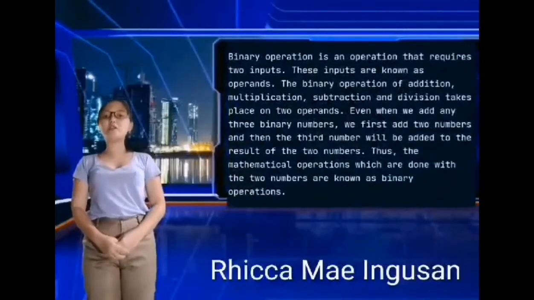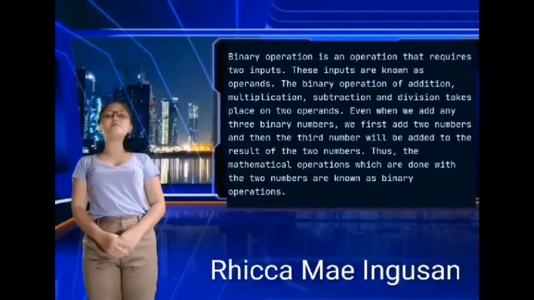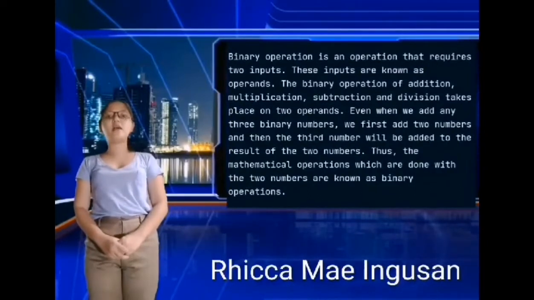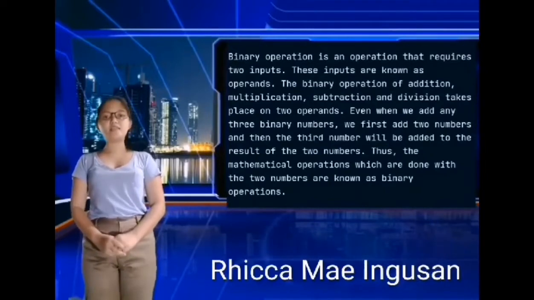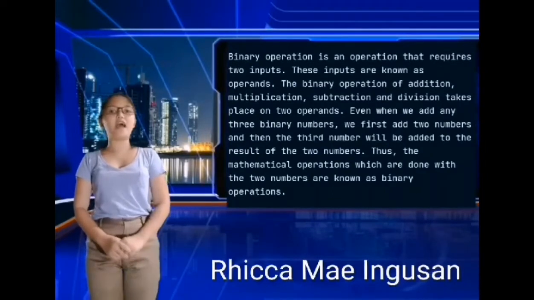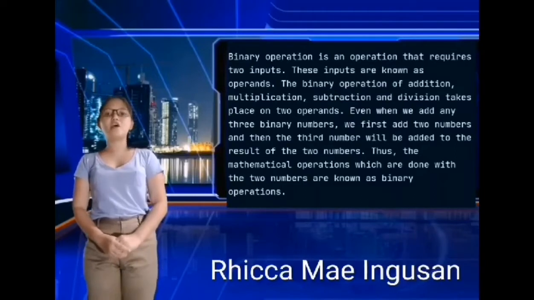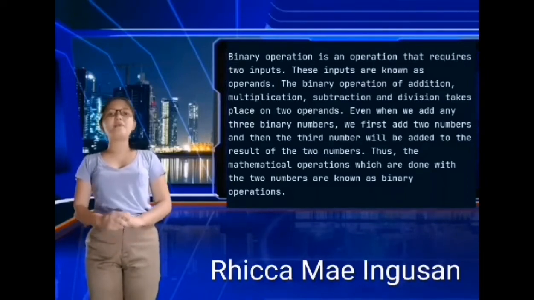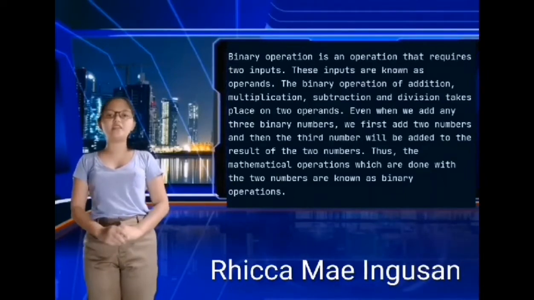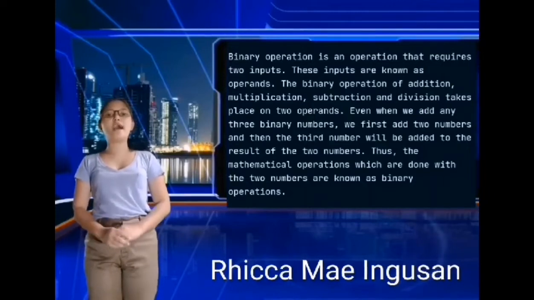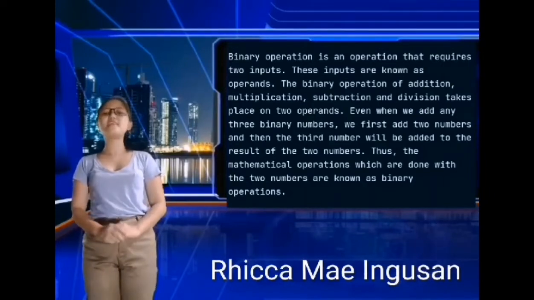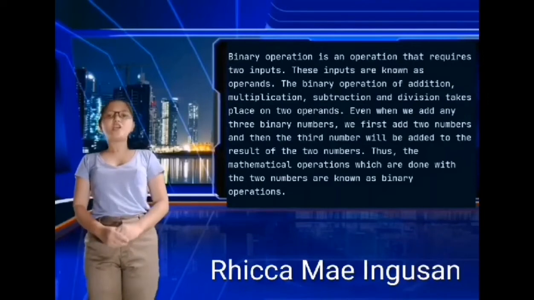A binary operation is an operation that requires 2 inputs. These inputs are known as operands. The binary operations of addition, multiplication, subtraction, and division take place on 2 operands. Even if we add any 3 binary numbers, we first add 2 numbers and then the third number is added to the result of the first 2. Thus, the mathematical operations done with 2 numbers are known as binary operations. That is why most computer programmers use binary operations to make their task easier.